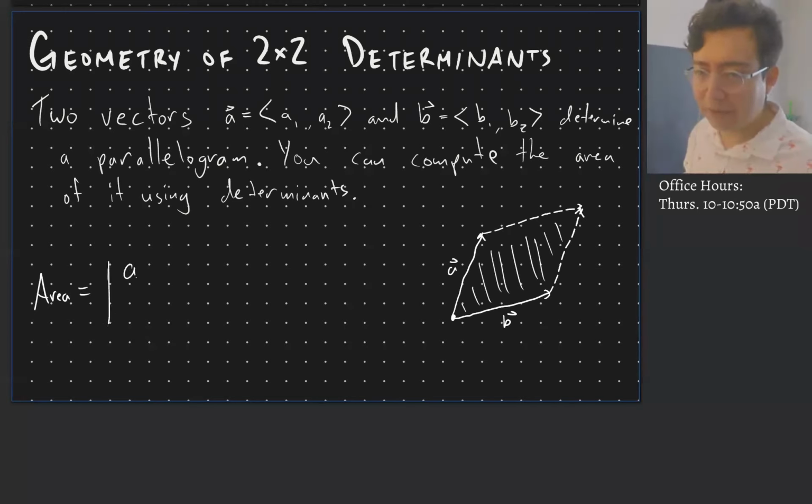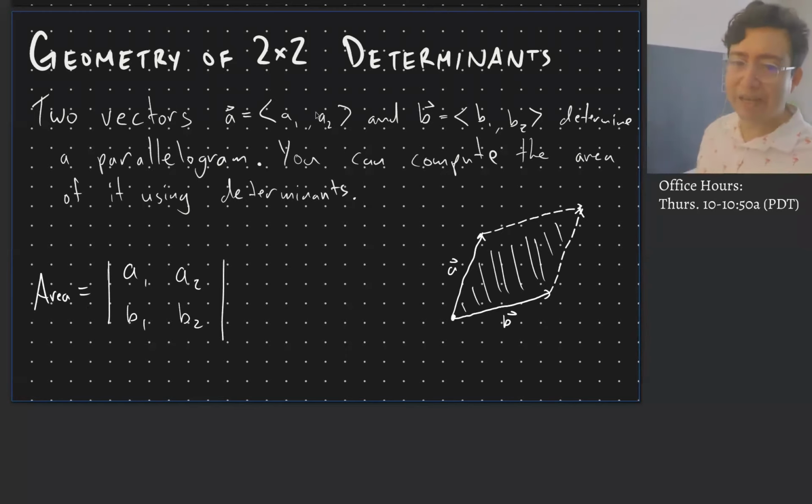The absolute value of the determinant of A2, B1, B2. Basically we take these vectors and put them into a matrix like this, just stack them on top of each other, take the determinant, and you get the area of this thing. Now, technically, determinants can be negative, as we saw, so you throw an extra absolute value on this.